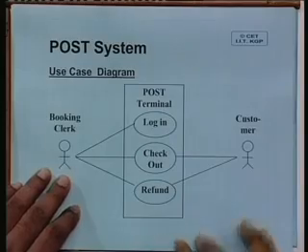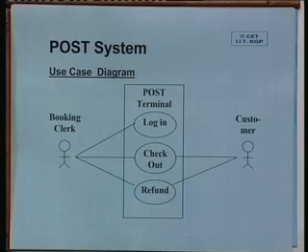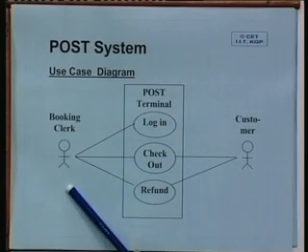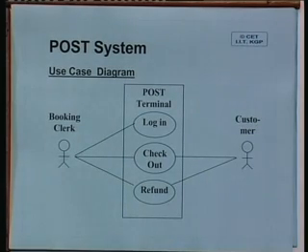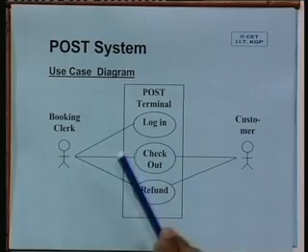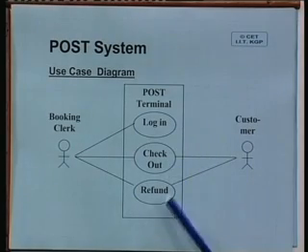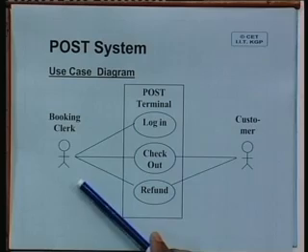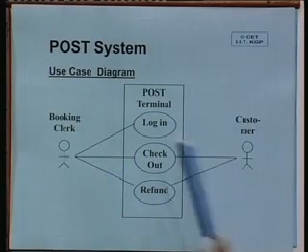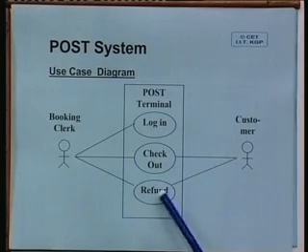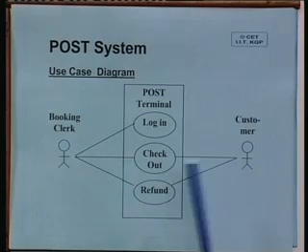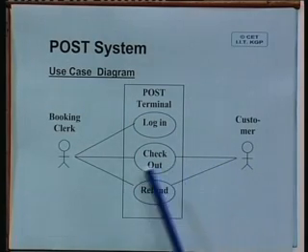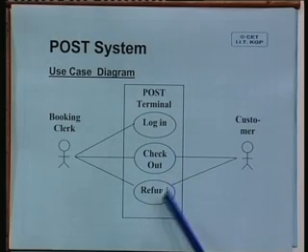Let us look at this example once again, that is the POS system. Basically the POS, or point of sale terminal, can have more than this. Only three basic processes are identified here. We have the booking clerk and we have the customer, right. Now, what is happening in the POS terminal? We have three basic use cases. The booking clerk has to log in to the terminal, and then when a customer arrives with whatever items the customer has chosen, then there is the check out procedure.